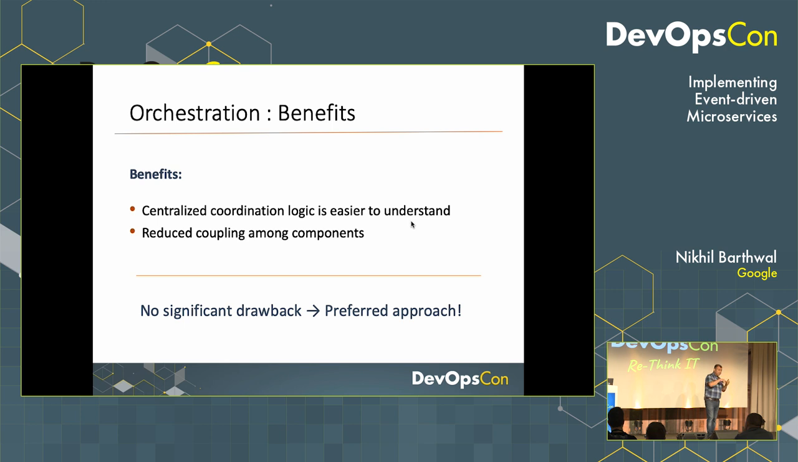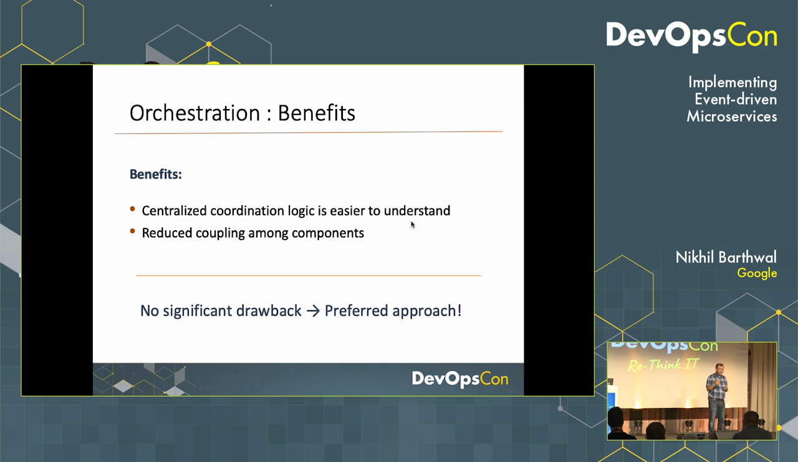Also, the individual components don't really have to know each other. So it keeps the benefit of very low coupling between the components. And there aren't that many significant drawbacks. I mean, sure, it's a little tricky to implement, but it's not too bad because you have an object that handles all the state machine. So sure, you might have one or two more classes in your code, but that's about it.